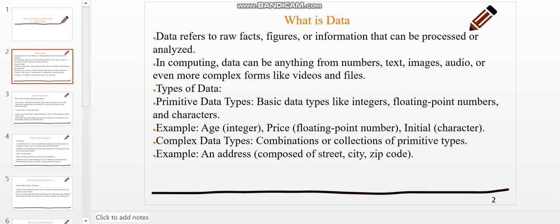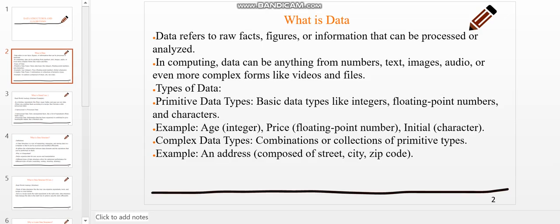Now let's move to another data type, that is complex data types. Under this comes the combination of these basic data types. That means we use the basic data types to form more complex data types, and such data types are known as non-primitive data types. Later in the next videos, we will see the different types of data types available in computing.